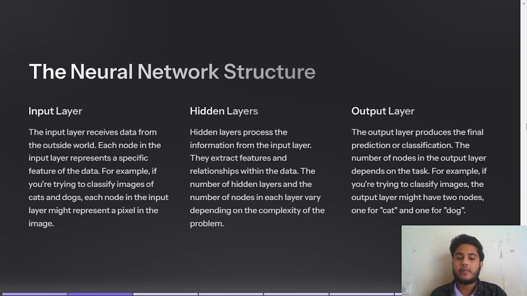Hidden layer. Hidden layers process the information from the input layer. They extract features and relationships within the data. The number of hidden layers and the number of nodes in each layer vary depending on the complexity of the problem. Output layer. The output layer produces the final prediction or classification. The number of nodes in the output layer depends on the task. For example, if you are trying to classify images, the output layer might have two nodes, one for cat and one for dog.